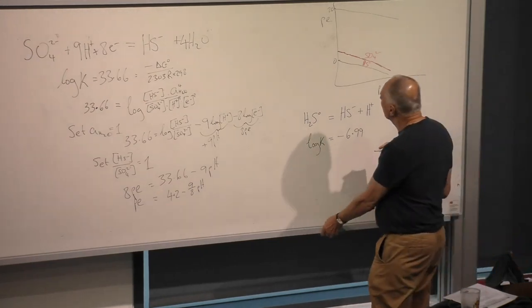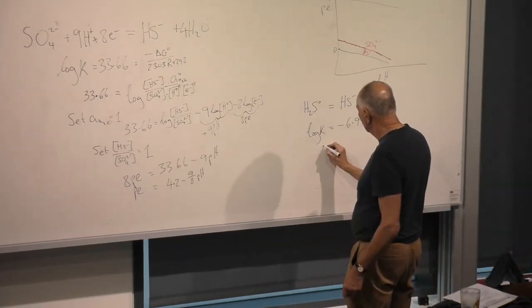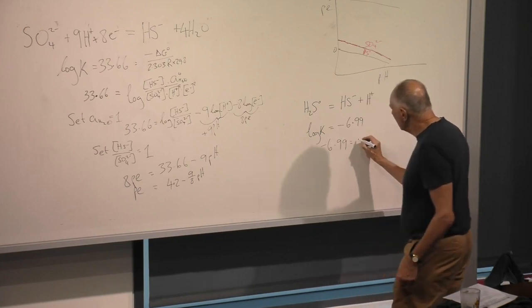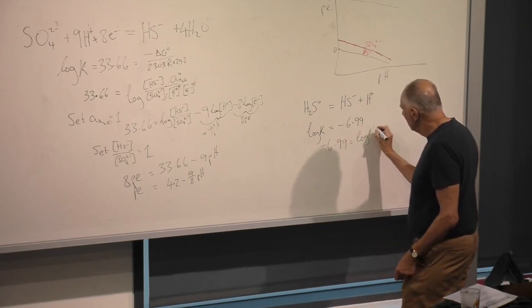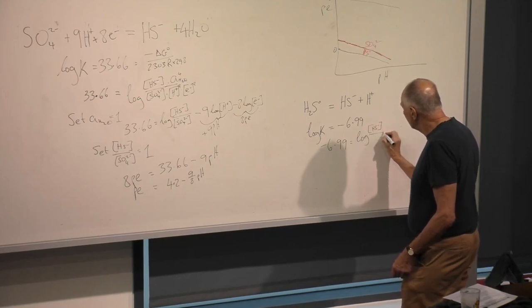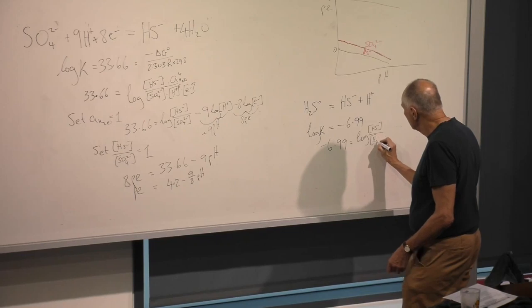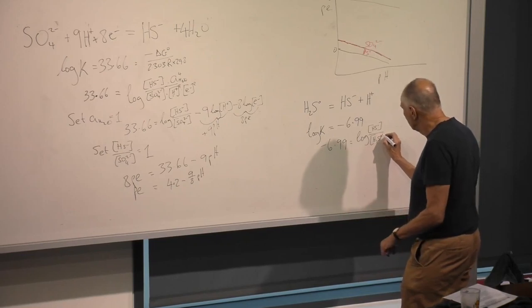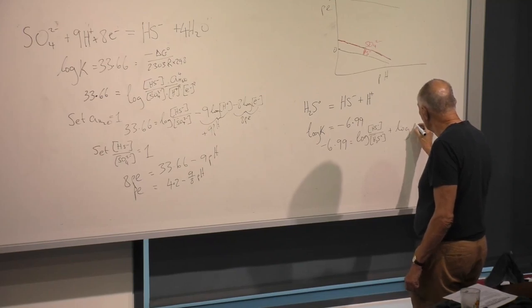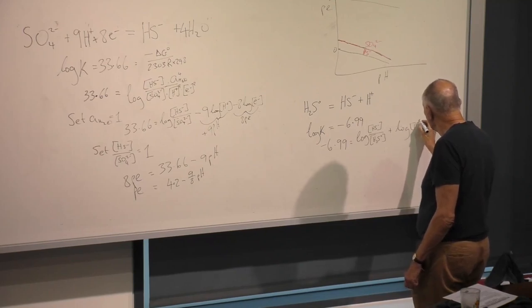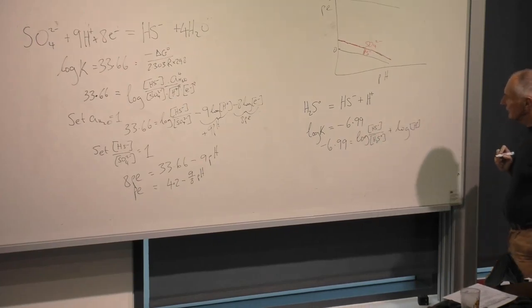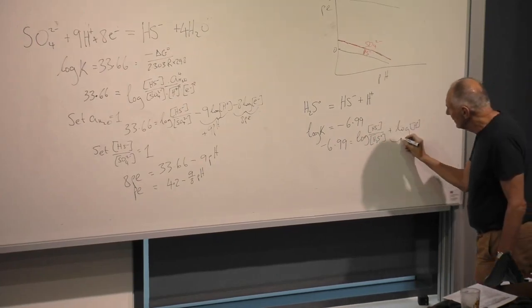So minus 6.99 then is equal to log HS minus over H2S, plus log of H plus. Just separated out from log K. So that's minus pH.